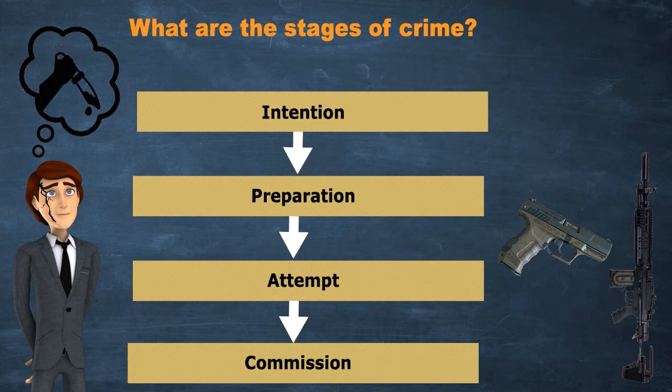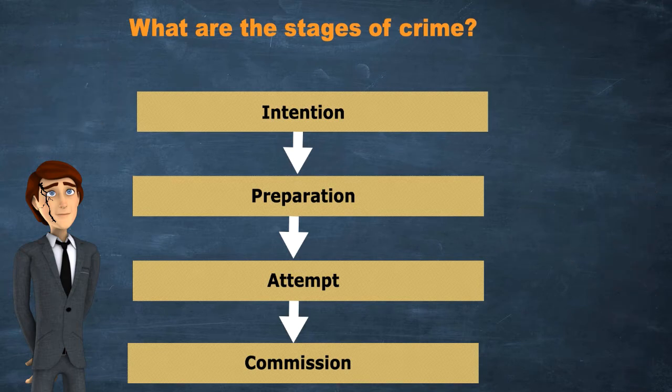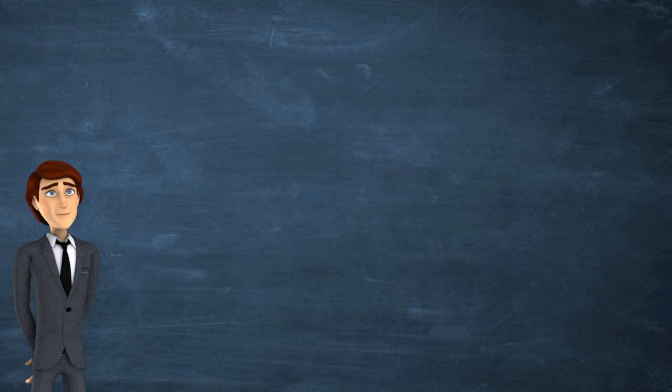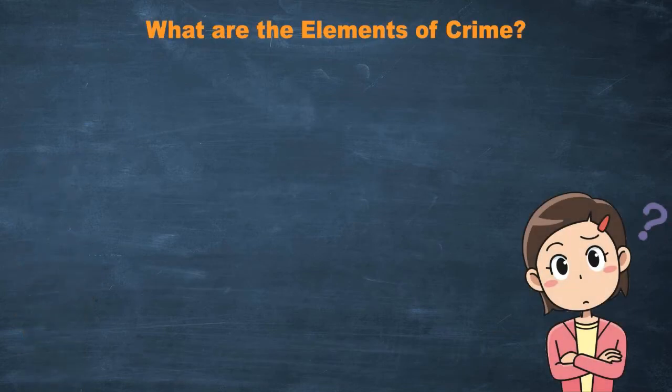Okay, so that is intention and preparation. Criminal liability arises only when the crime has reached the third stage, which has gone beyond preparation and has entered into the domain of attempt. Okay, so those are the stages of crime. Now I have the next topic, that is, what are the elements of crime.